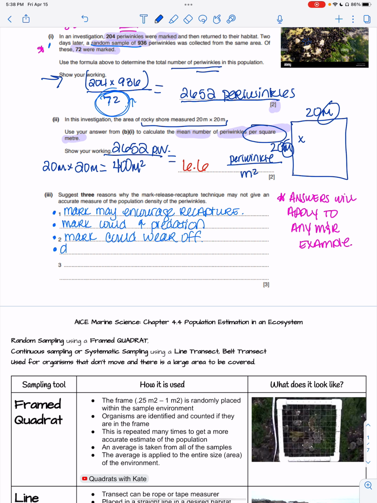But this doesn't account for births and deaths. Likewise, where the quotes mean whatever is above it, just bring it down. This doesn't account for any immigration or emigration, or some periwinkles that have moved in or moved out of the area.